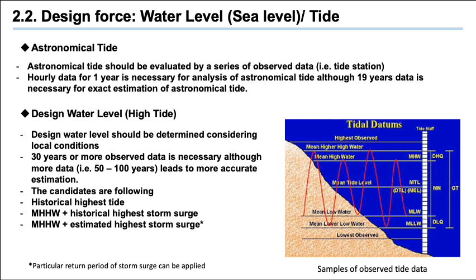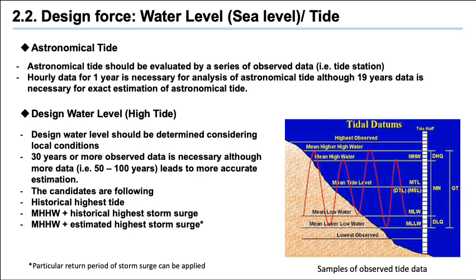As for the first design force, I'd like to explain water level, sea level, and tide. Astronomical tide should be evaluated by a series of observed data, that is tide station. Hourly data for 1 year is necessary for analysis of astronomical tide, although 19 years data is necessary for exact estimation of astronomical tide. We can estimate astronomical tide by using harmonic analysis. After that, we have to determine the design water level for coastal protection structure considering local conditions.